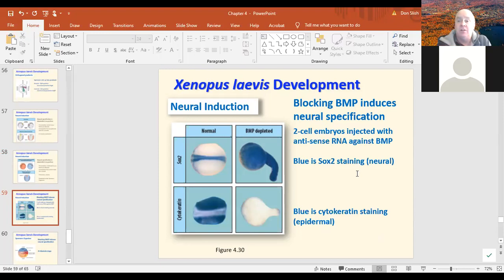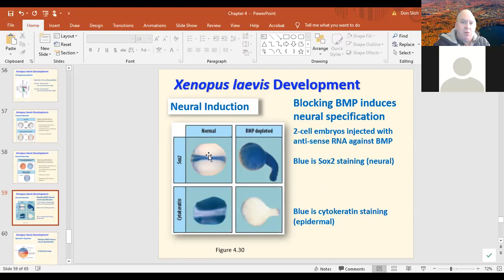Sometimes just anatomically, it's hard to see what actually happened. So here, they're taking two different in situ probes, SOX2 and cytokeratin, and they're using them to differentiate between two different tissues, epidermis versus neural tissue. If you see expression of SOX2, that means it's neural tissue. You see expression of cytokeratin, that means it's epidermal tissue.